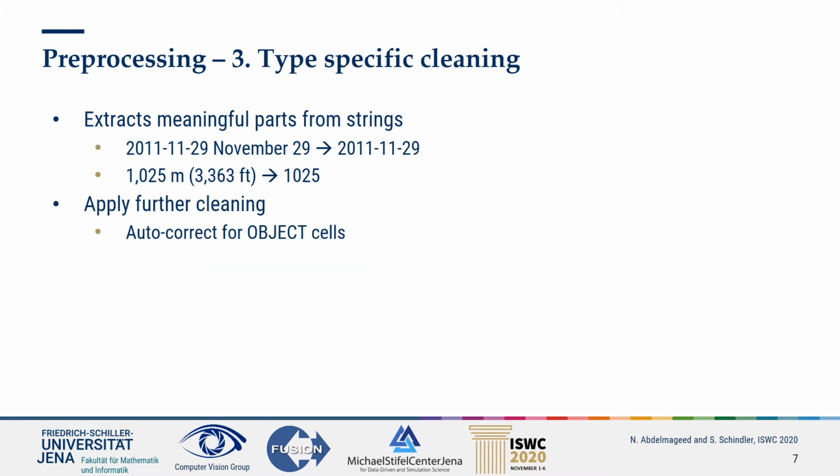The final step of the preprocessing is the type-specific cleaning. By this means, we can do further processing on cell values. For example, for a quantity value, we extract the first number from a given string, like a distance value, or the first date in a nested dates string. One more example about object cells: we also apply autocorrect on some misspelled words.